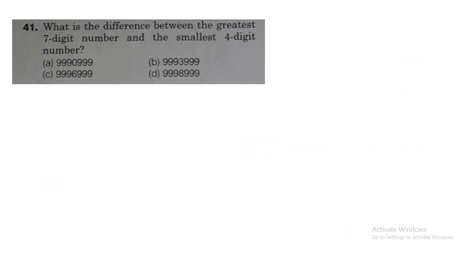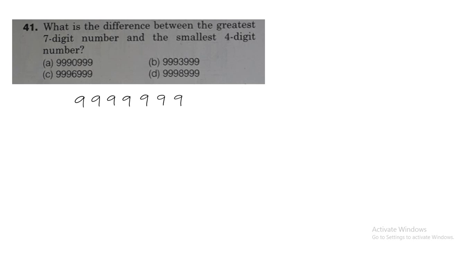Question number 1. What is the difference between the greatest 7-digit number and the smallest 4-digit number? What is meant by greatest? If you are asked about the greatest 7-digit number, it is the number which contains all nines. So we will be taking 7 nines: 1, 2, 3, 4, 5, 6 and 7. This is my greatest 7-digit number.